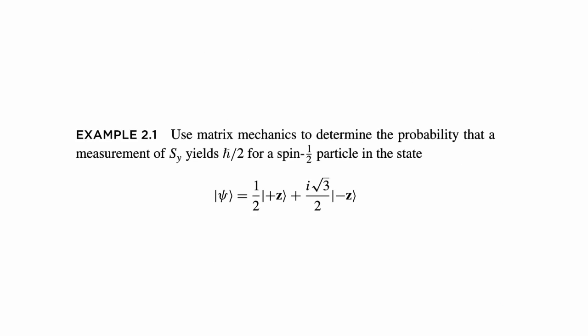Okay. If you go into the book, there is an example that's worked out. This is an example for a given state vector. It's given by this expression, and again you can calculate the probability amplitude to be in Sy yielding h bar over 2. In other words, you calculate the bracket plus y psi, and you will get that probability.